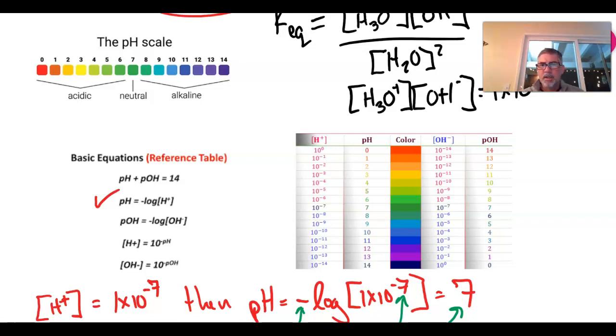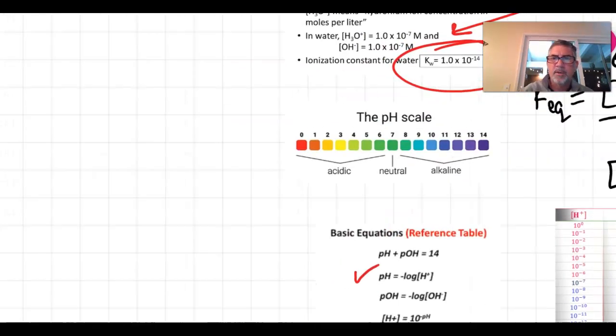So you can go all on down these. You could add the pHs and the pOHs. You get 14 every time. You could multiply the hydrogen times the hydroxide concentrations. You would always get 1 times 10 to the negative 14. Okay?